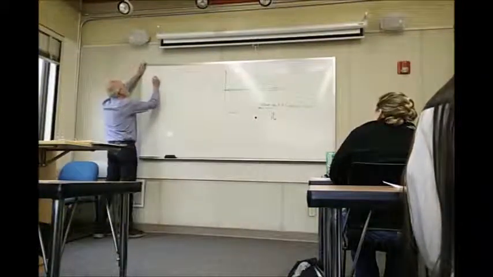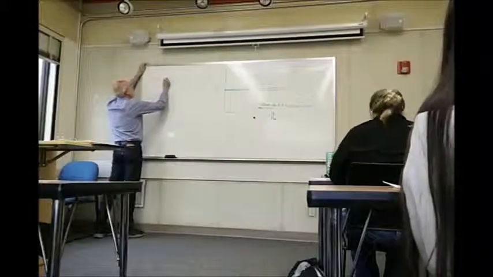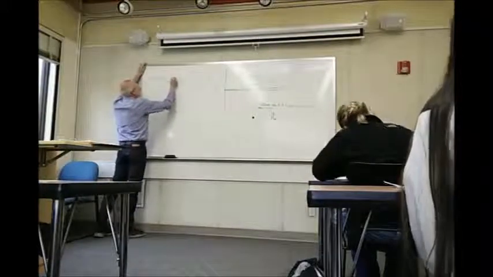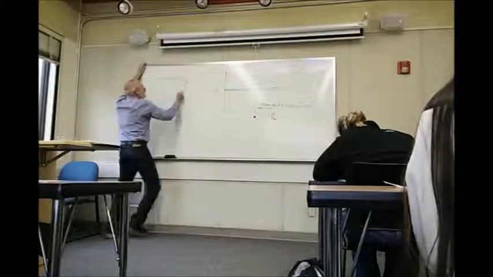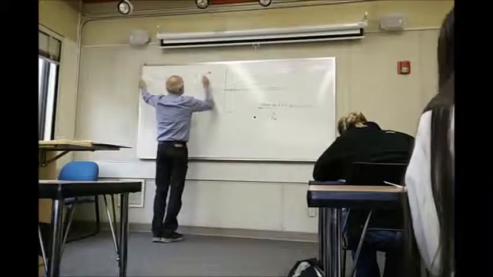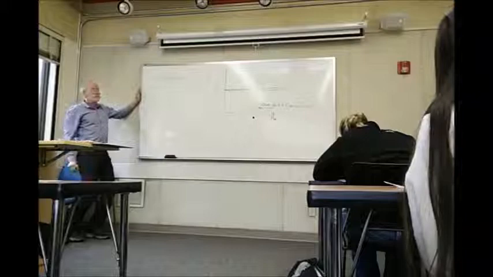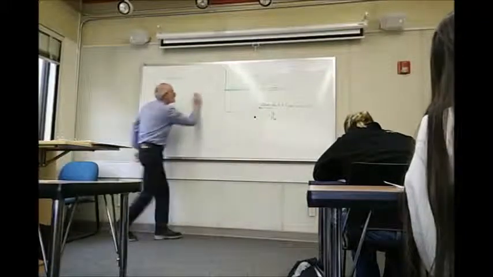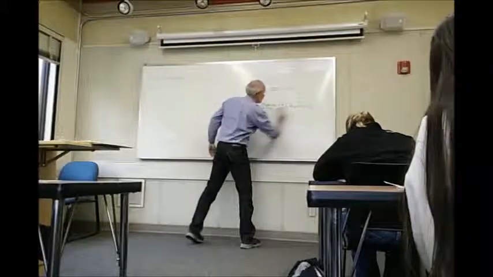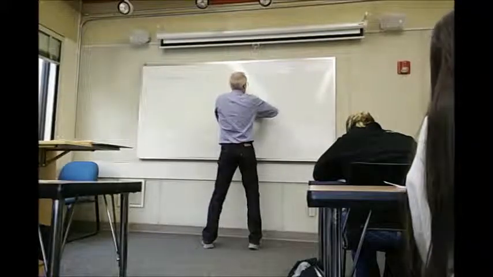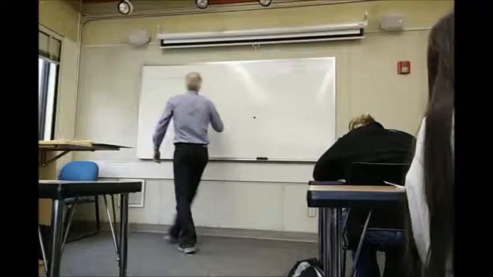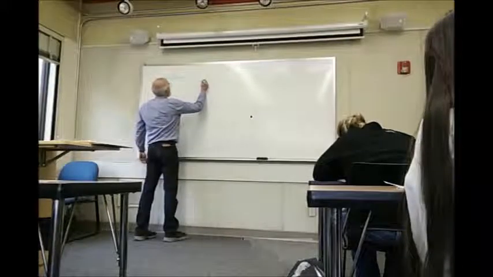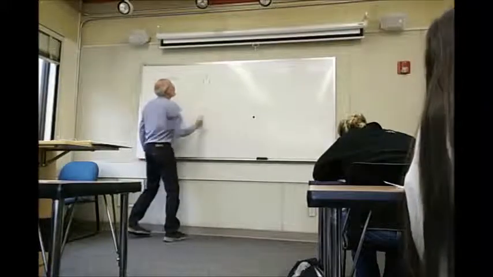No neighbors, you're going to have one peak. One neighbor, a doublet: you'll have two peaks, but they'll be equal in size.